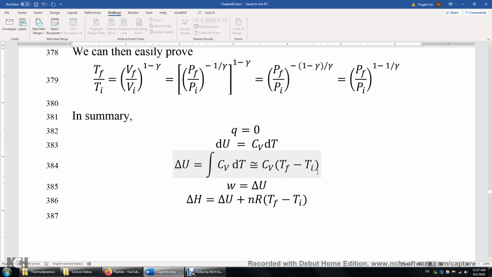In summary, in a reversible adiabatic process of an ideal gas, Q is 0, dU is equal to CV dT, and we can compute delta U given the initial and final temperature. Work is the same as delta U. How about delta H? Delta H is simply delta U plus delta PV. Delta PV is delta nRT, which is just nR times delta T. So again, if you know the initial and final temperature, you will be able to get delta U first and then delta H.